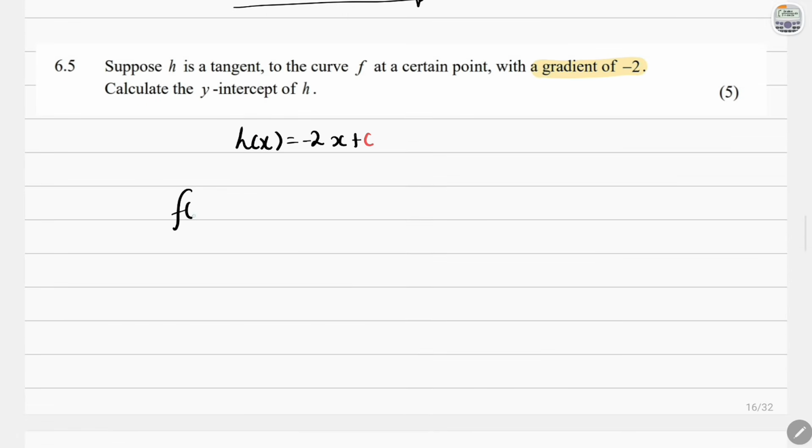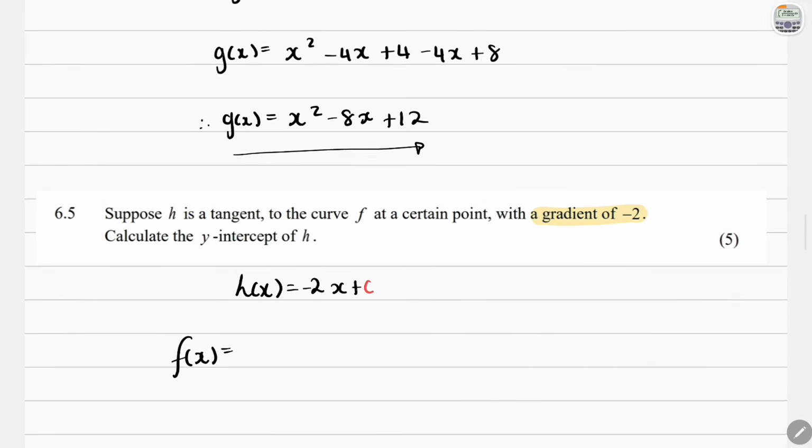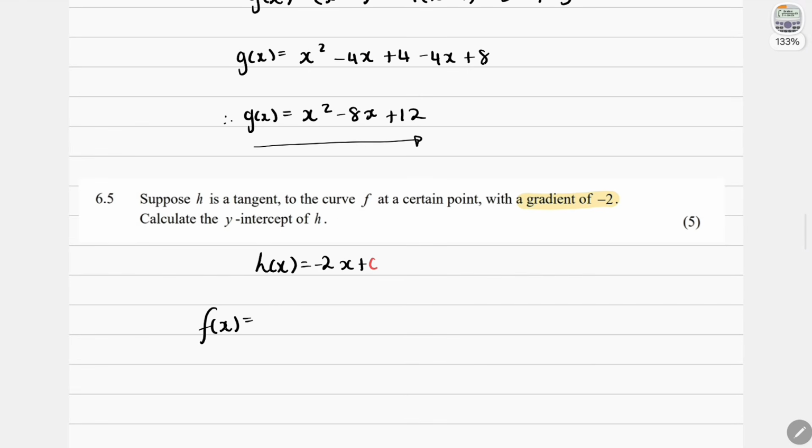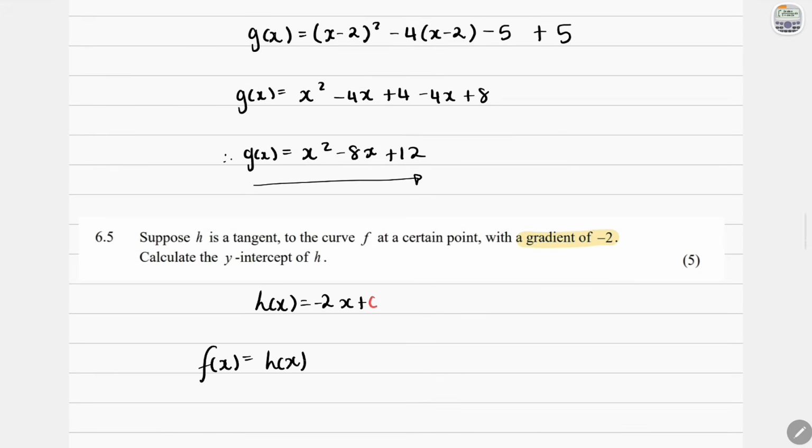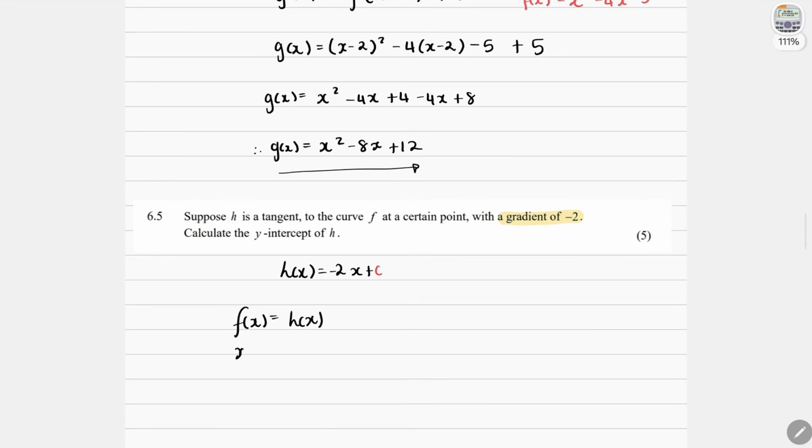So we'll take the graph of f of x, and we already have the equation of f. And we're going to equate it with h of x because it's a tangent, yes, but they do meet at this point. So we're equating them. And so f of x is x squared minus 4x. So this is x squared minus 4x and then minus 5.